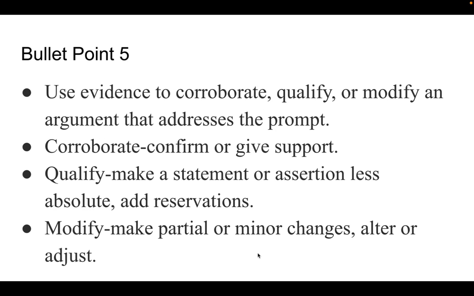Using evidence to corroborate, qualify, or modify an argument that addresses the prompt. Here you want to use these skills. By corroborate, we mean to confirm or give support to something that you are arguing. Qualifying would make a statement or assertion less absolute. In other words, you're adding reservations. You can't say something in absolutes when you're using historical writing. There are always stipulations or examples that basically work against whatever assertion you are making. You want to make those qualifications. And then modify, make partial or minor changes, alter or adjust your arguments based on some of those qualifications. We'll discuss this more in class as well.